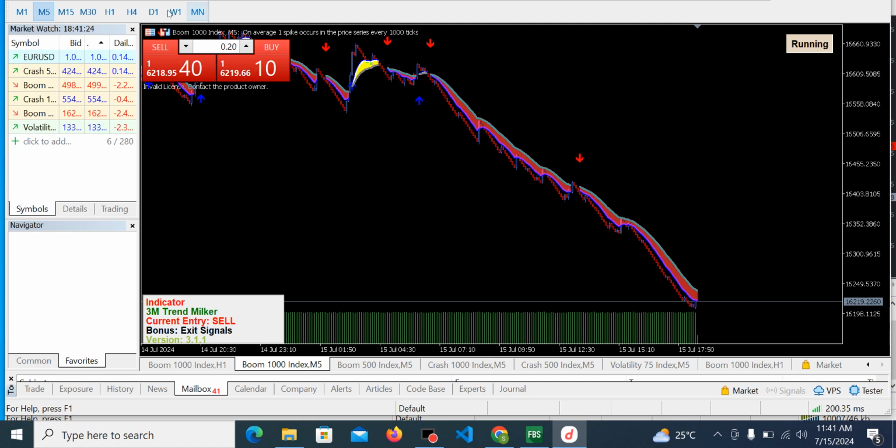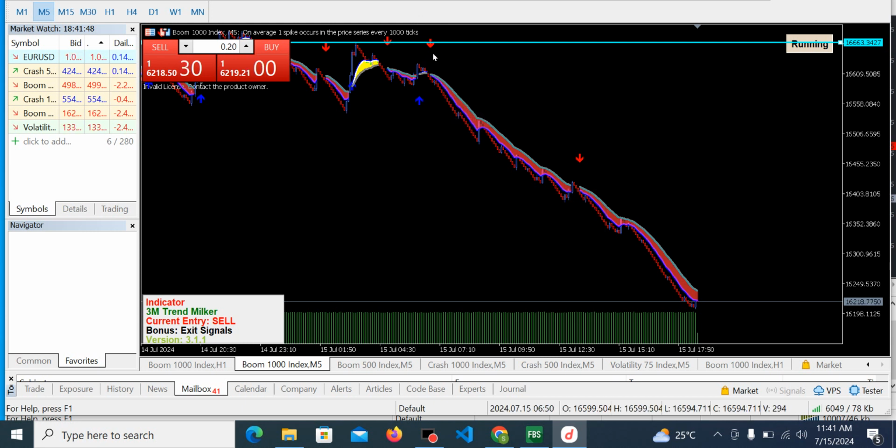Okay guys, this is boom 1000, and of course I'm on 5 minutes time frame using the 3M trend Milka trading indicator to do my analysis right here. The asset actually got to the resistance zone, and of course it was unable to break out above it, so it started a downtrend right from here. You can see the red flag, which signifies a downtrend, and the red arrows. It's letting us know that the market is selling at that particular point, giving us a selling signal, and it has been selling since then, got another signal around there till it got to this support zone.